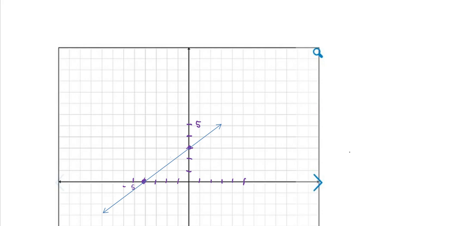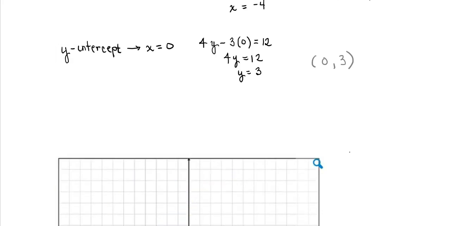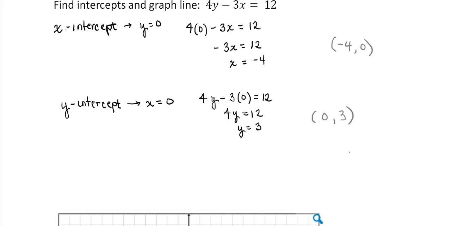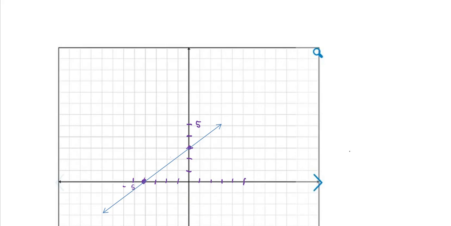Now, I've gone ahead and actually plotted this out. If you take a look, I have that negative 4, 0. That is this point over here, right? And here I have the positive 3 as the other point. So you can see that this is our line right there.